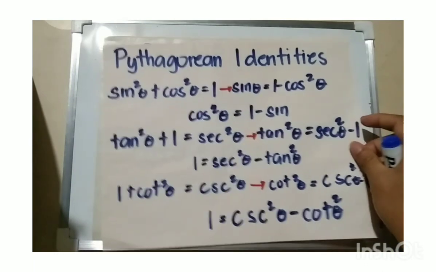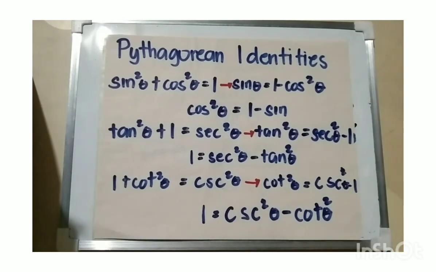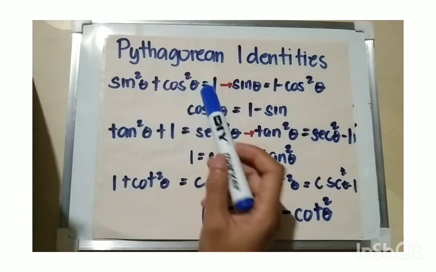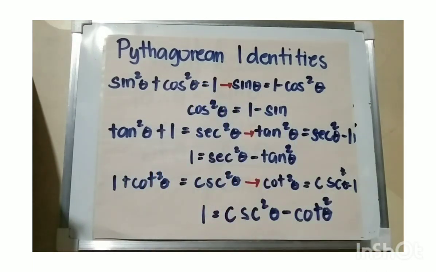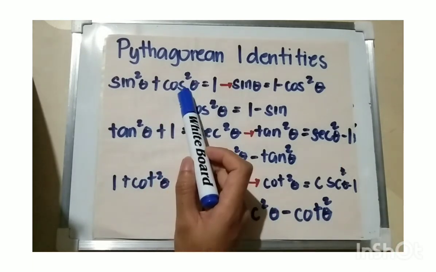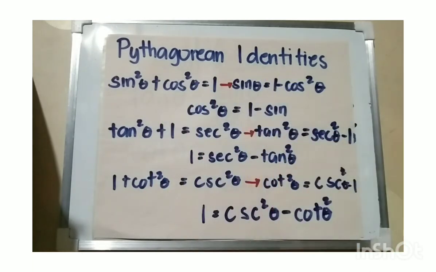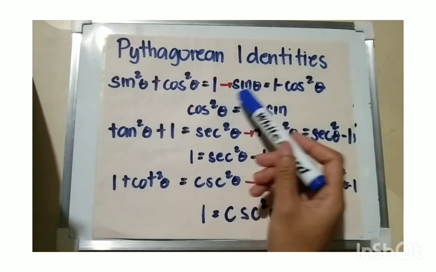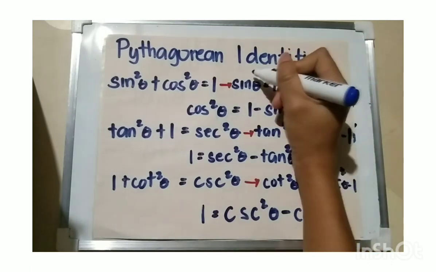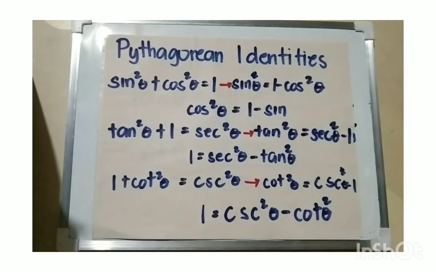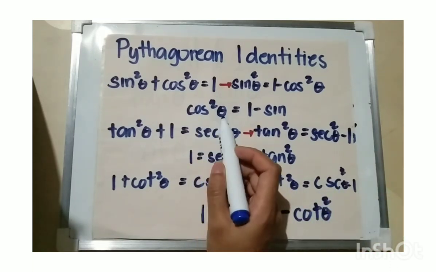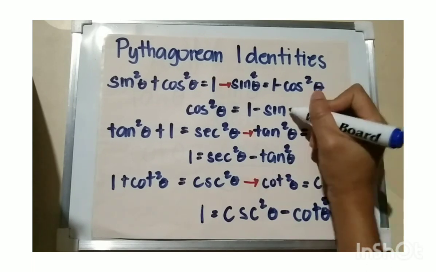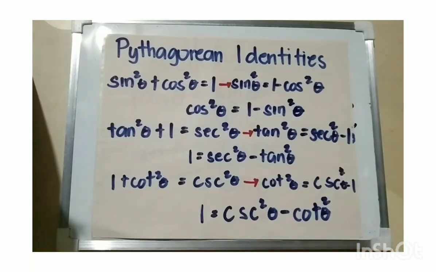While in our Pythagorean identities, we have here sine squared theta plus cosine squared theta is equal to 1. And if we want to transfer the cosine squared theta to the right side, then the expression goes like this: sine squared theta is equal to 1 minus cosine squared theta. Or it is also the same as cosine squared theta is equal to 1 minus sine squared theta. So that's the first Pythagorean identity.